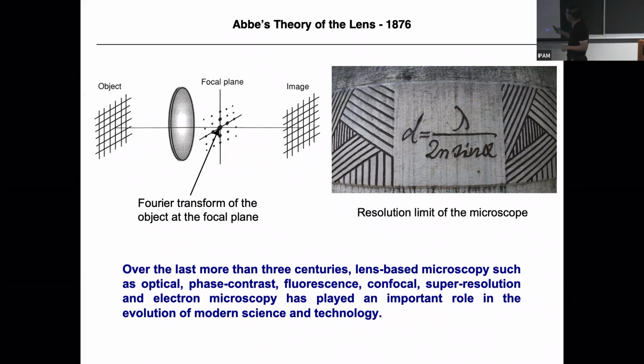So this is d equals lambda divided by 2n sin alpha. Lambda is the wavelength. d is the resolution. The resolution of the lens is determined by lambda divided by 2n, where n is the index of refraction, and sin alpha is the angle, the half angle subtended by the lens.